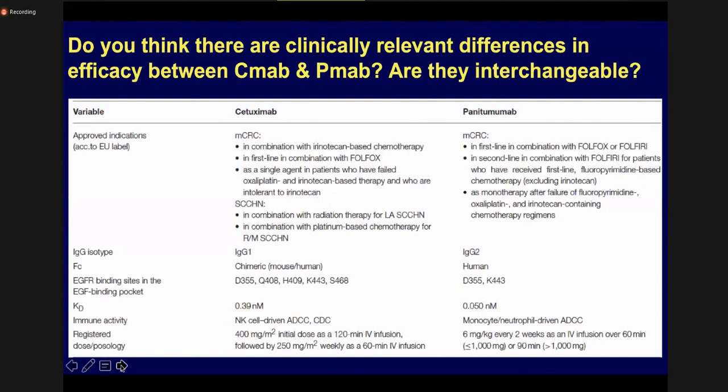Dr. Prasad, in clinical practice there is some data showing a difference in toxicity, sometimes a difference in efficacy, but do you think this is clinically relevant? Do you think this difference is clinically relevant between cetuximab and panitumumab? Earlier, I had been using cetuximab, but in recent times, I've shifted more to panitumumab for the reason of lesser side effects. So you see that it is much better with panitumumab.